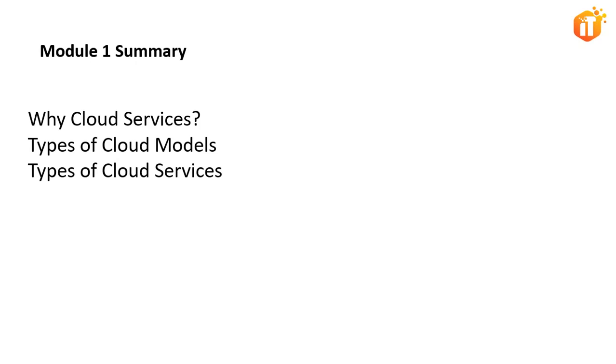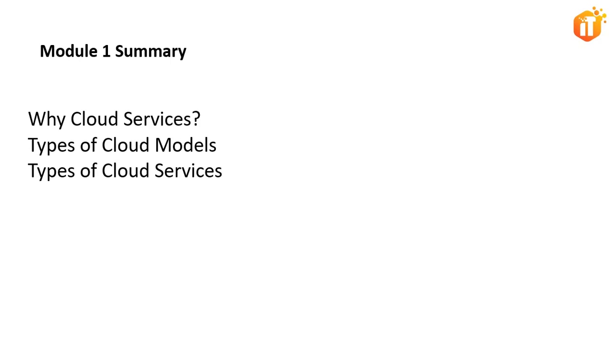In the chapter Types of Cloud Services, we learned about the different types of cloud services which are available: infrastructure as a service, platform as a service, and software as a service. We learned what the key characteristics of each cloud service are, how they compare, and what considerations we need to take into account when we are using them, and when we might use them. So this was a short summary of what we discussed in Module 1.